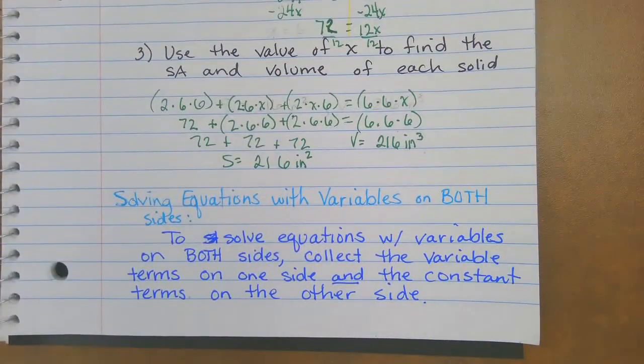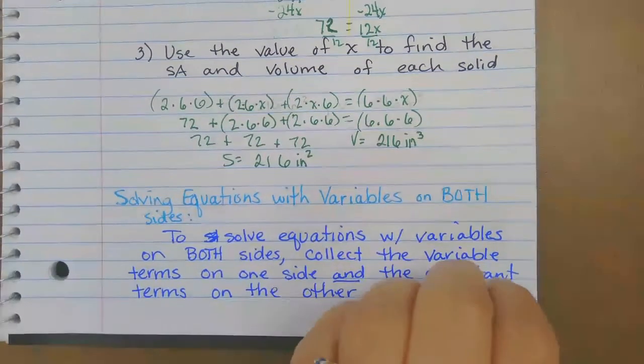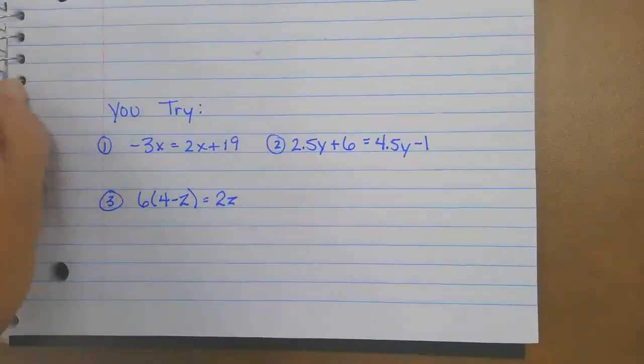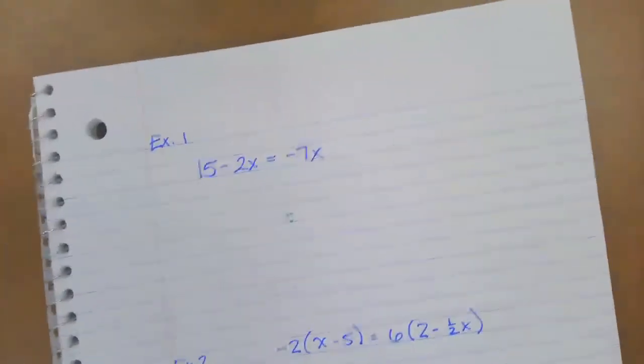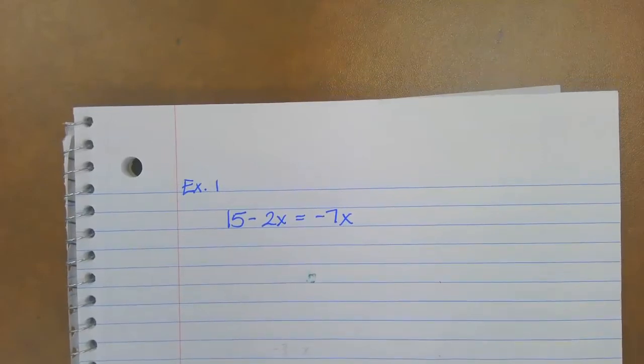Okay, so what did we learn? Solving equations with variables on both sides. We have to solve the equations with variables on both sides by collecting the variable terms on one side and the constant terms on the other, and then solving for your variable. So let's look at a couple examples, and I'll try not to mess this one up.